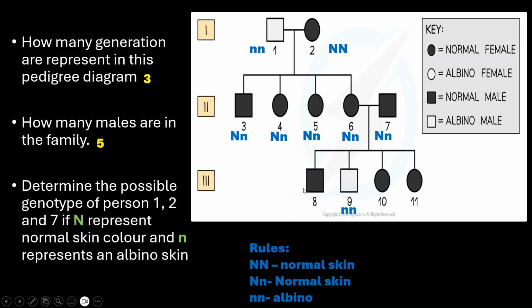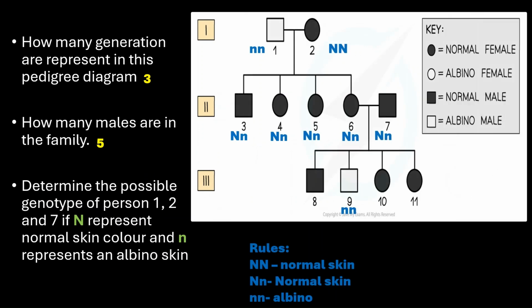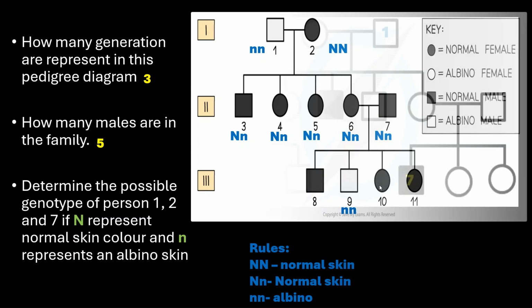For example, 8 can be homozygous dominant or heterozygous. 10 too can also be homozygous or heterozygous. And 11 too can be homozygous or heterozygous. But if you follow the normal Mendelian genetics, you can assume 8 is homozygous dominant and the rest will be heterozygous. So this question is incomplete.